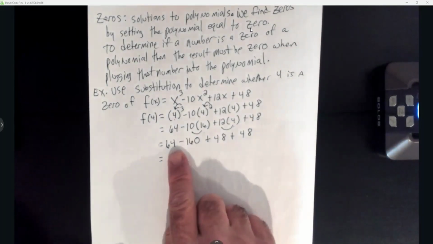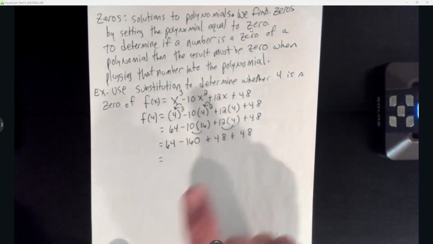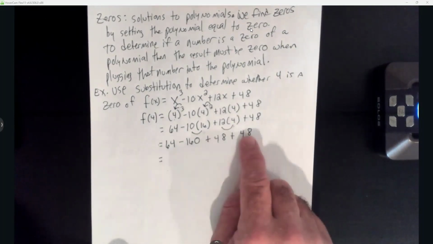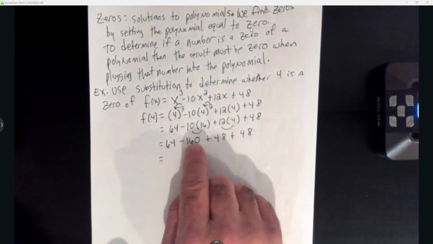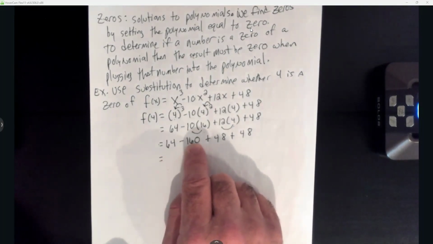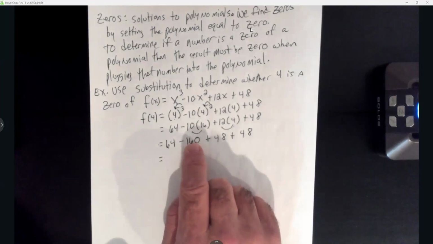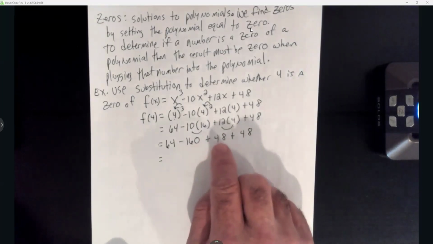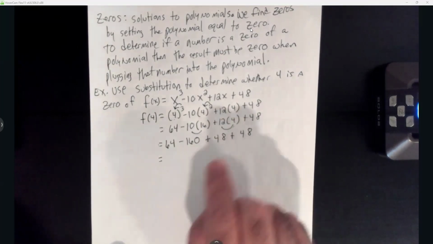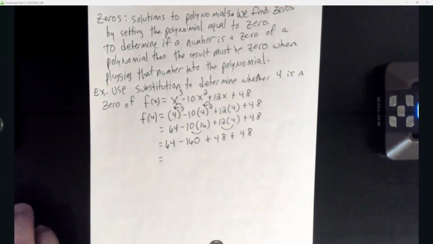So y'all, at this point, you can go one by one through this, or you can use your calculator for this. 64 minus 160 is negative 96. And then negative 96 plus 48 plus 48. I believe that gives me a 0. So let's go check that out on that calculator.